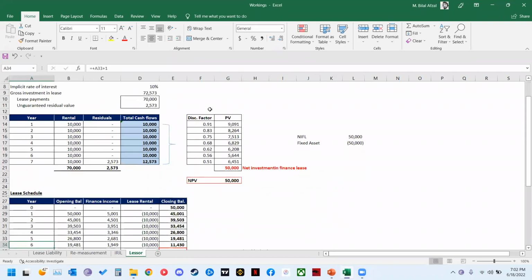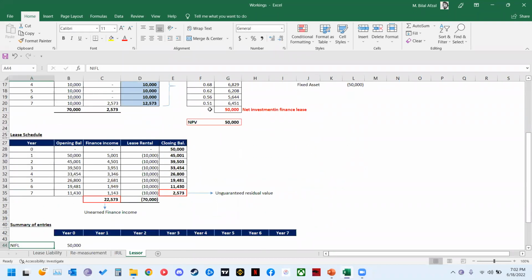Now, the amortization table runs on the same principles as we saw in the case of the lease liability, with just a minor modification. In the case of the lessee, we used to debit finance cost and credit lease liability. In this case, we will debit NIFL, net investment in finance lease, and credit lease income. In the case of lease liability, lease liabilities were debited with the rental and cash and bank credited. In this case, cash and bank would be debited and net investment would be credited.